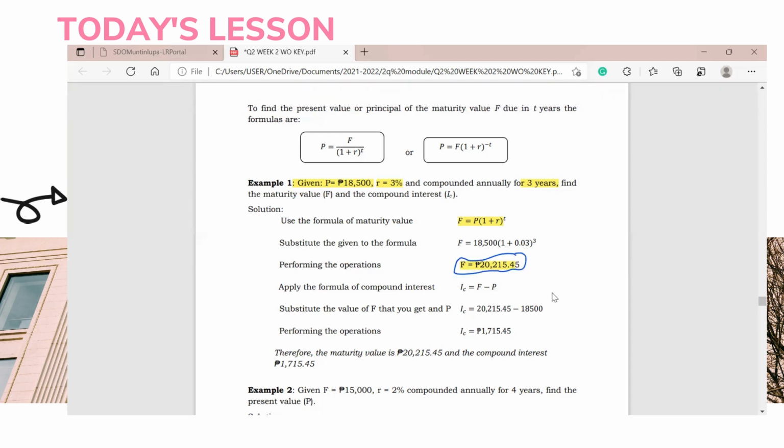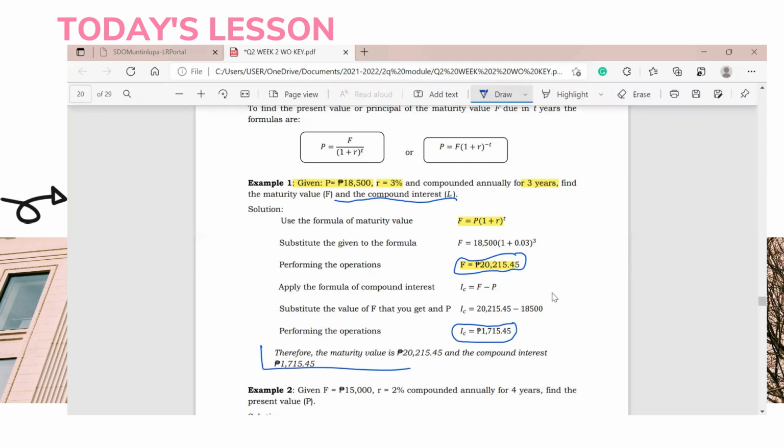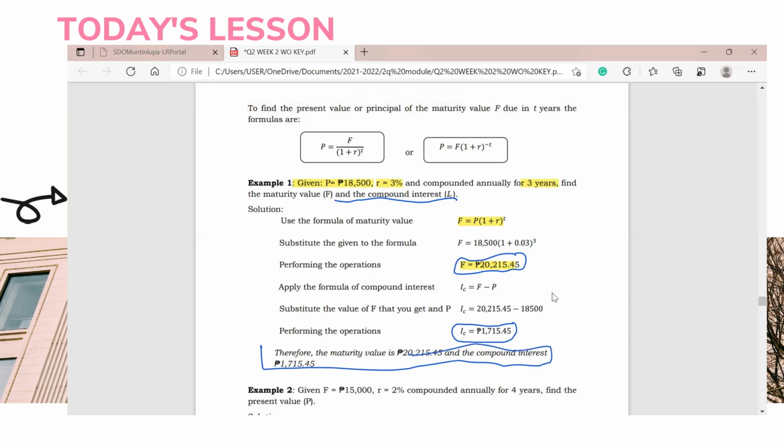Apply the formula of compound interest since the second one is to find the compound interest. Ang compound interest natin formula is the future value minus the principal amount. So substituting, the future value is 20,215 pesos and 45 cents minus the principal amount, which is 18,500. So the compound interest is 1,715 pesos and 45 cents. This will be the final answer.